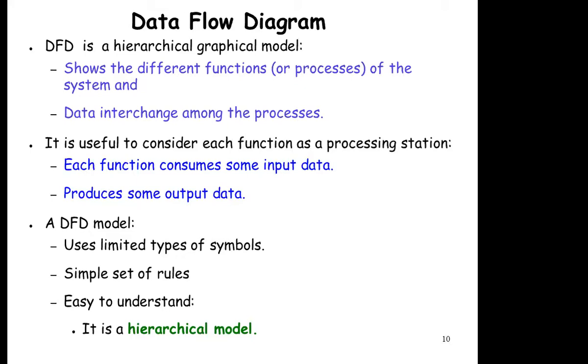It is useful to consider each function as a processing station. That processing station is represented with the help of the bubble, and therefore it is known as the bubble chart. Your function, or the bubble, may require some input, which is given as the input data, and whatever result it produces is represented as the output data. The DFD model uses very few symbols, only 4 to 5 symbols, as I told you. It has a simple set of rules and is very easy to understand.